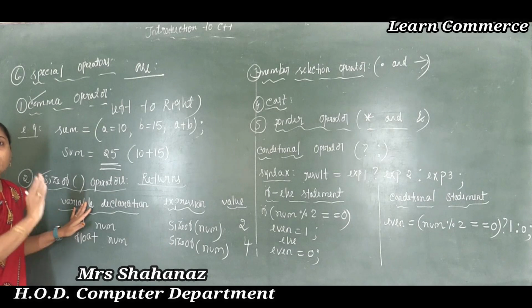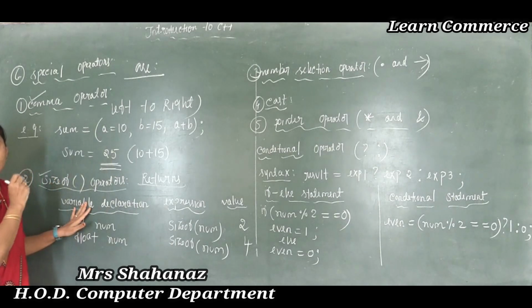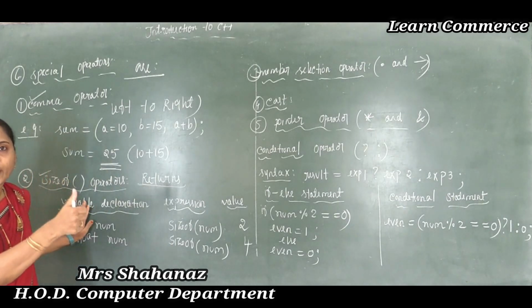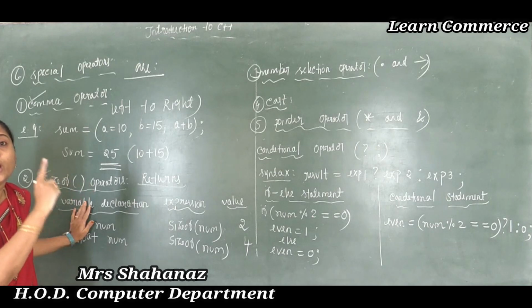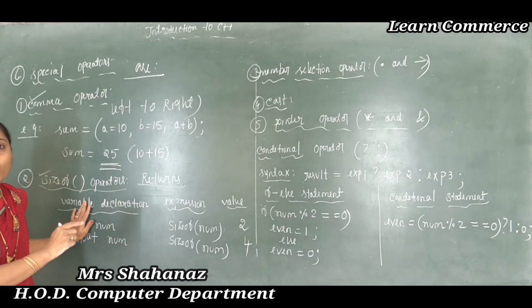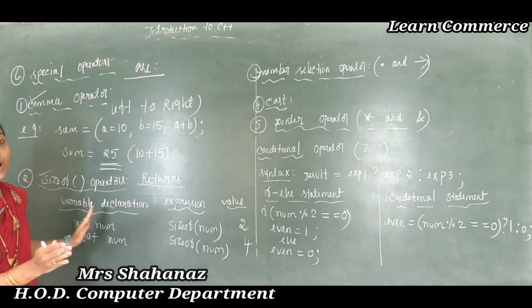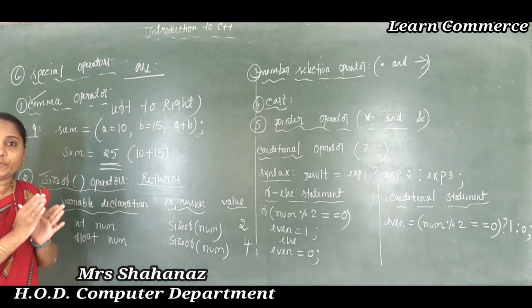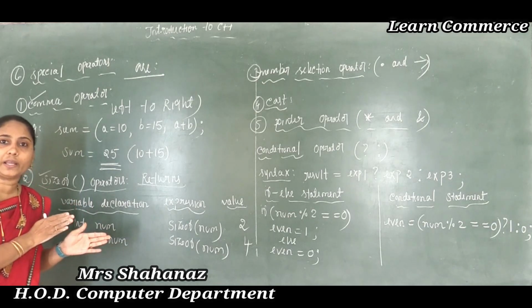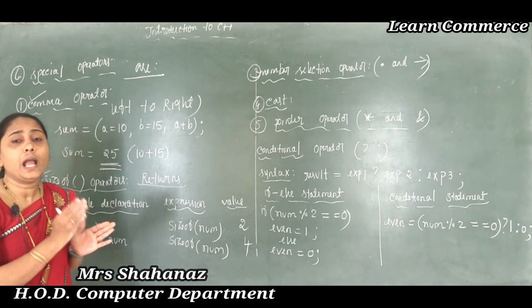So it returns the number of bytes the operand occupies. As we know the meaning of the operand, variable or data item is called the operand. So the operand may be a variable or a constant. Otherwise we can say it is an expression.